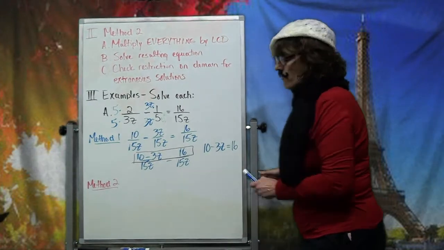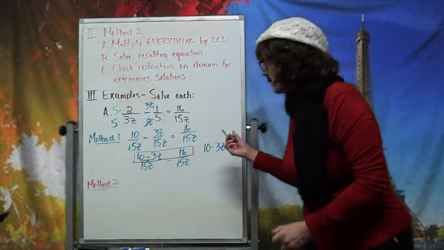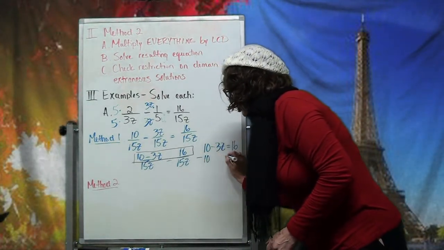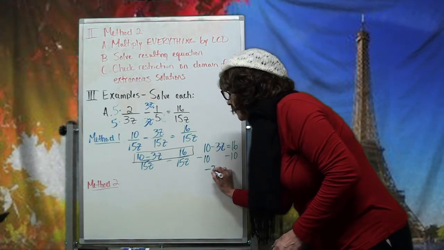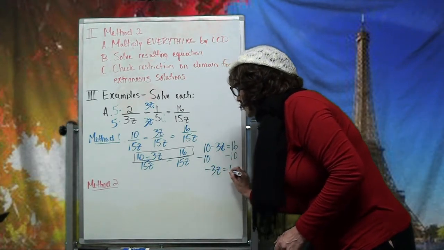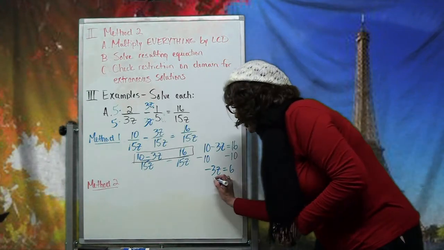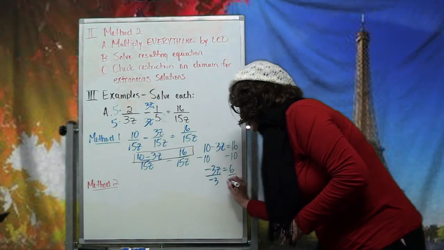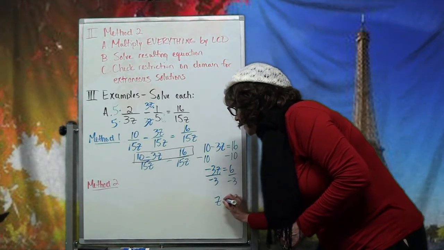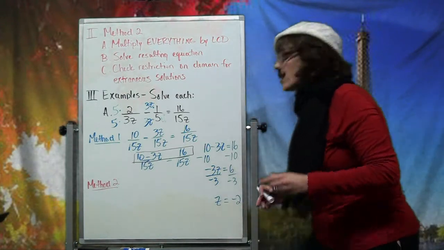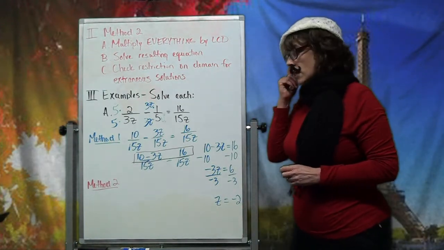And so in order to solve this equation for z, what I'm going to do is subtract that 10 from both sides. That will give me negative 3z equal to 6. And then you know you need to divide by negative 3 on both sides. And so that'll give me z equal to a negative 2. So that's my solution to that equation.